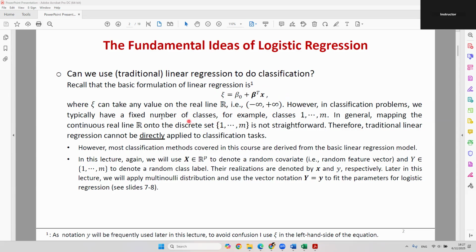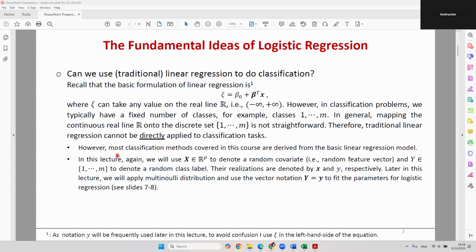Suppose we have a fixed number of classes, let's say m classes, from 1 to n. If we want to apply this linear regression idea in classification, we need to map this real line into a discrete set, 1 to n. In general, this is not a simple task, and it's not straightforward. Hence, the traditional linear regression model cannot be directly applied to such classification assumptions.